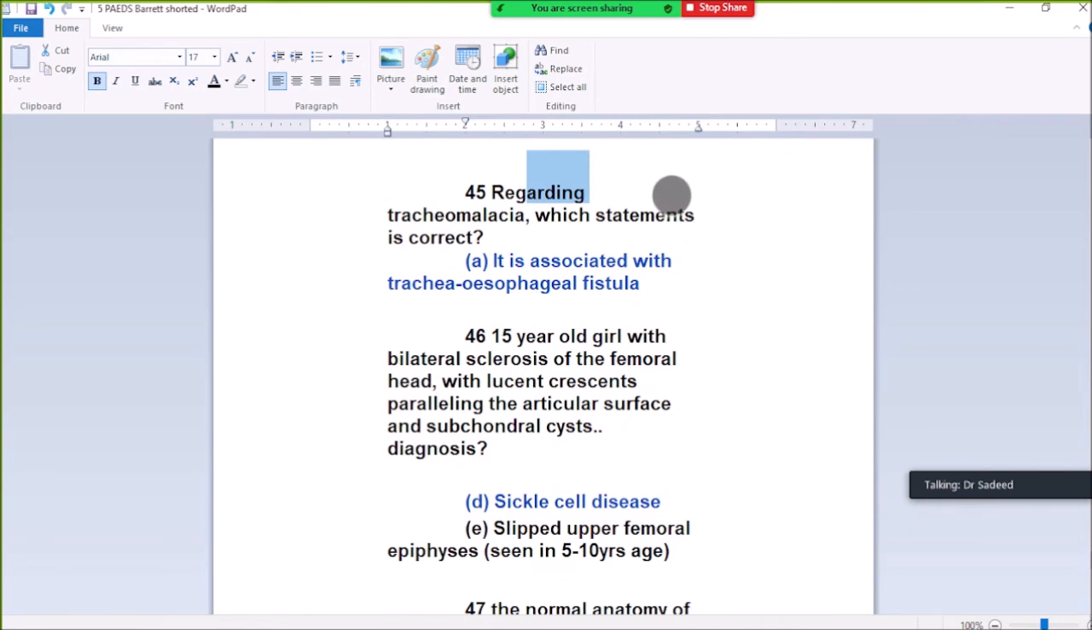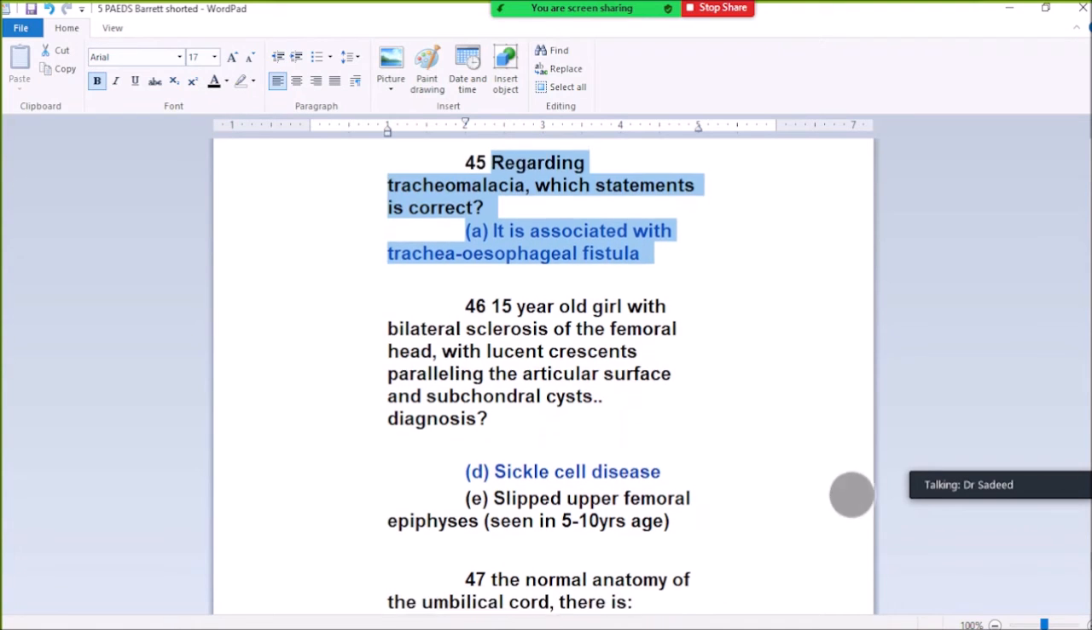45. Regarding tracheomalacia, which statement is correct? It is associated with tracheoesophageal fistula. Tracheomalacia is associated with tracheoesophageal fistula.